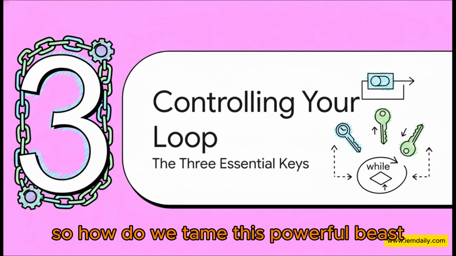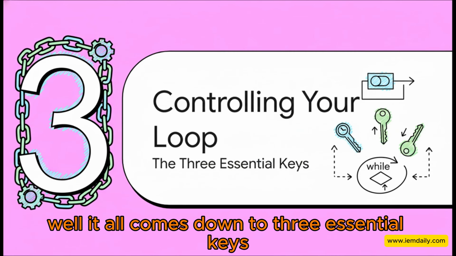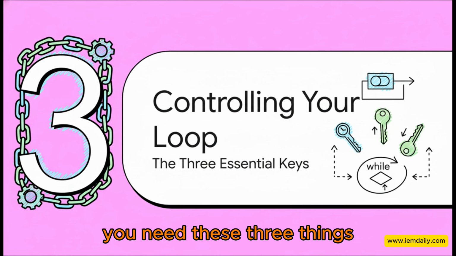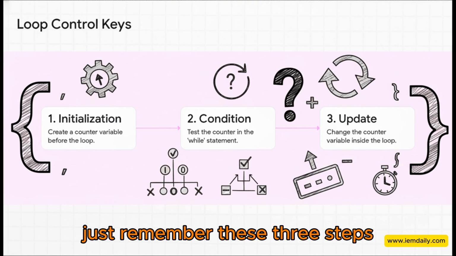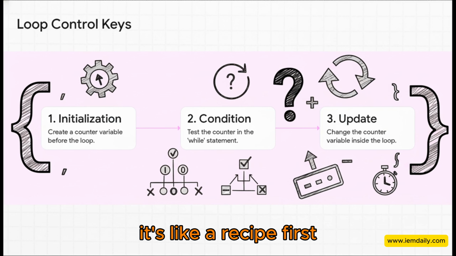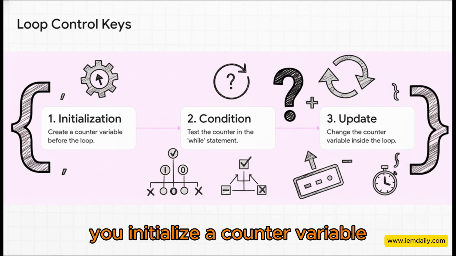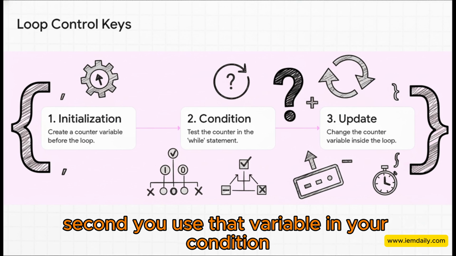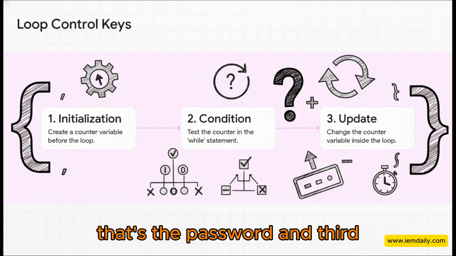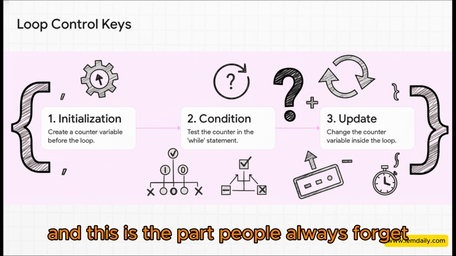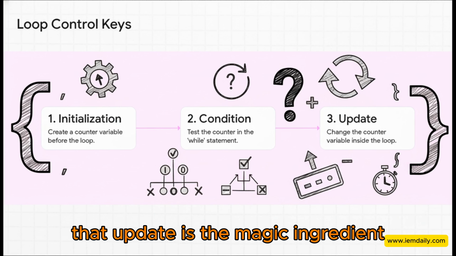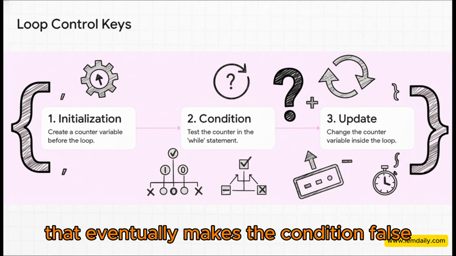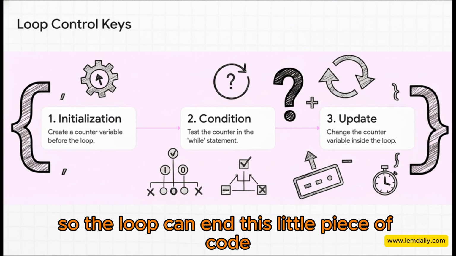So how do we tame this powerful beast? Well, it all comes down to 3 essential keys. You need these 3 things to keep your loops from running wild. Just remember these 3 steps. It's like a recipe. First, you initialize a counter variable before the loop even starts. Second, you use that variable in your condition. That's the password. And third, and this is the part people always forget, you have to update that variable inside the loop. That update is the magic ingredient that eventually makes the condition false so the loop can end.